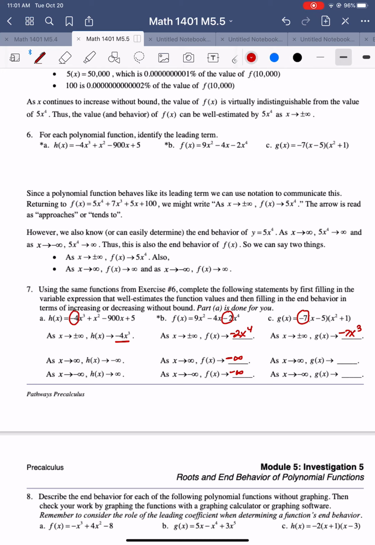But c has a negative 7x cubed, which is a cubic function, so it goes in the opposite direction. When x approaches infinity, g of x must be negative infinity. And when x goes to negative infinity, g of x goes to positive infinity because of the negative 7, okay? It's not about the 7, but it's the negative. All right, that'll be all for this section. Thank you for listening.